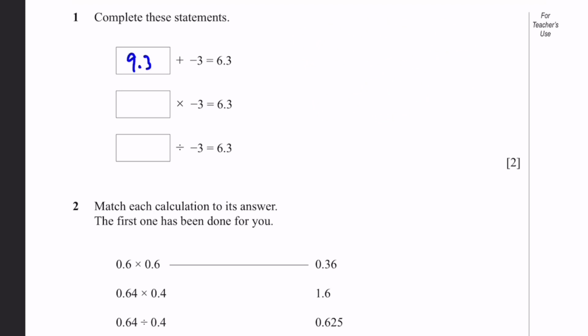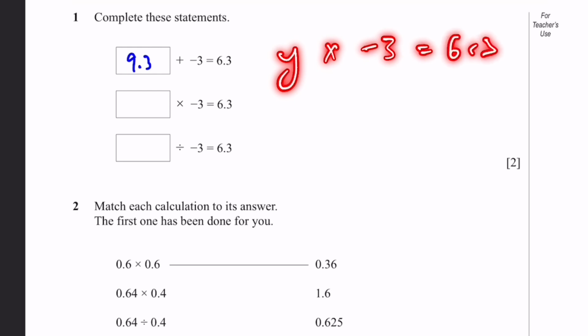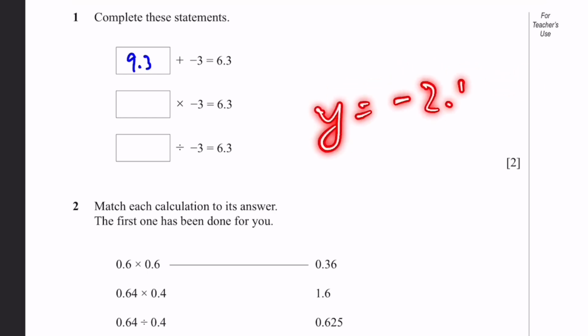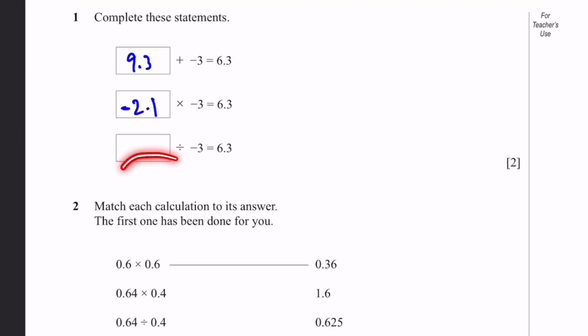Now, second one, dash times negative 3 is equal to 6.3. So let's name it as y. Y times negative 3 is equal to 6.3. Y is equal to 6.3 divided by negative 3. So y is equal to negative 2.1. And that's the answer. The next one, dash divided by negative 3 is equal to 6.3.